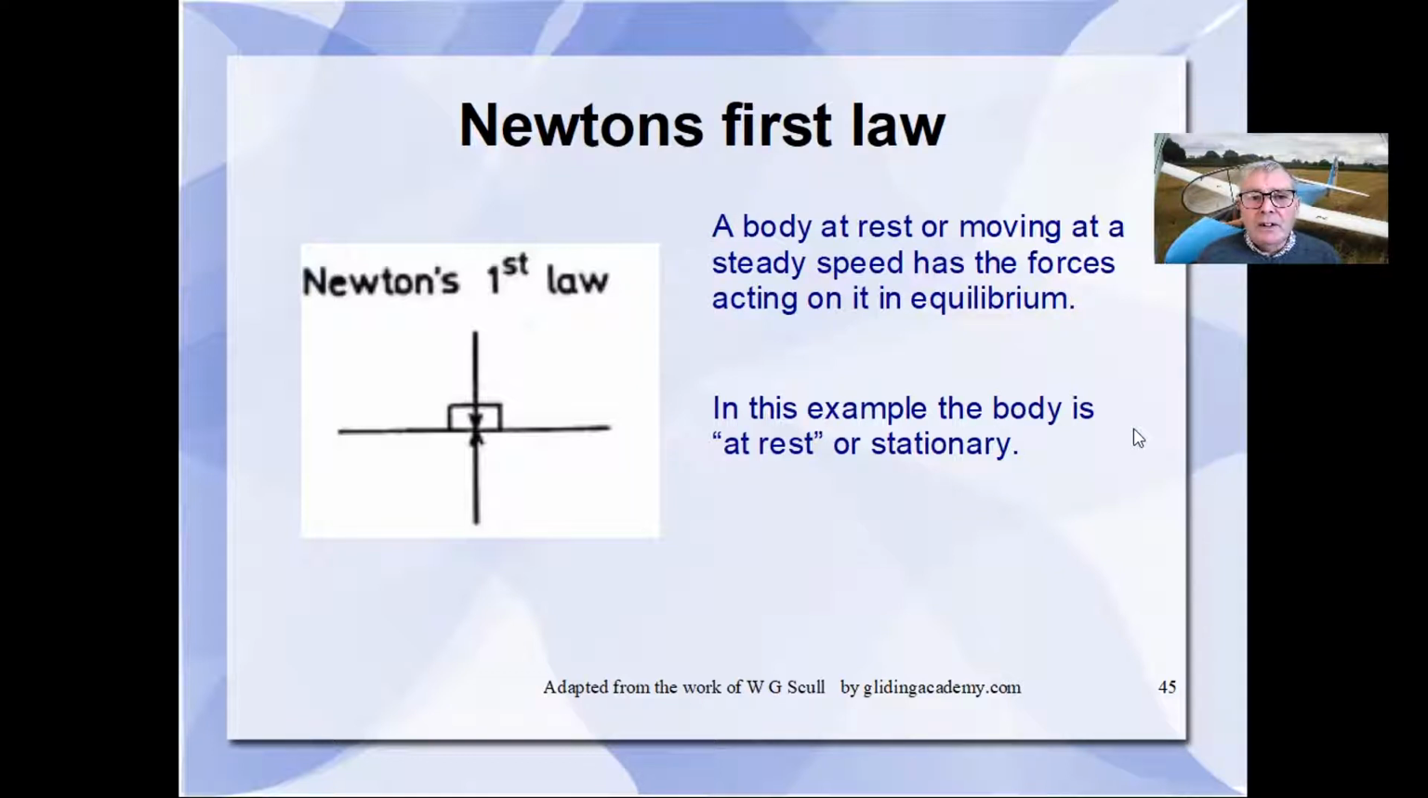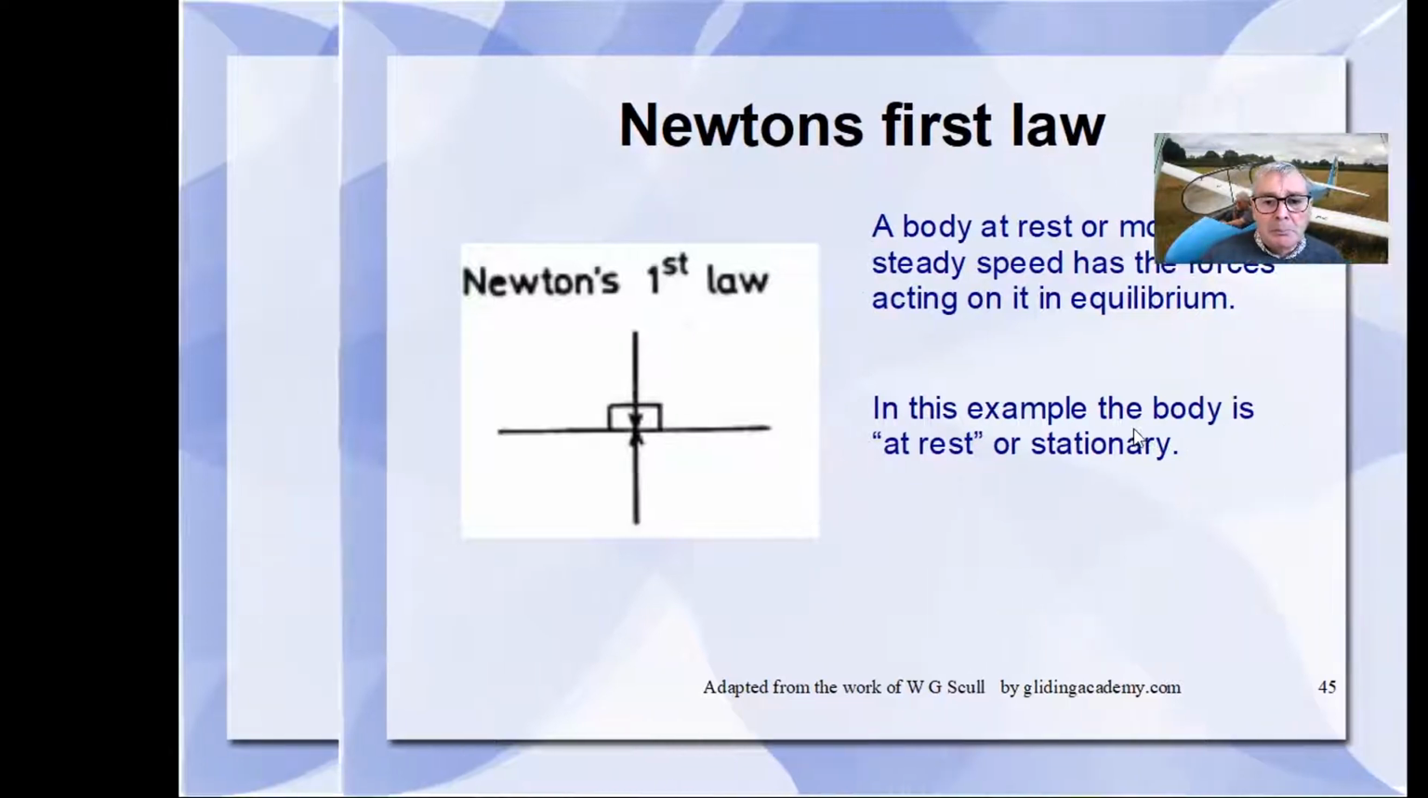We have a weight on a flat plane, and its weight is acting downwards towards the center of the earth. And in response, the surface itself is pushing back up, if you like, and the net result is the object doesn't move, it's stationary. And this is considered to be in equilibrium.